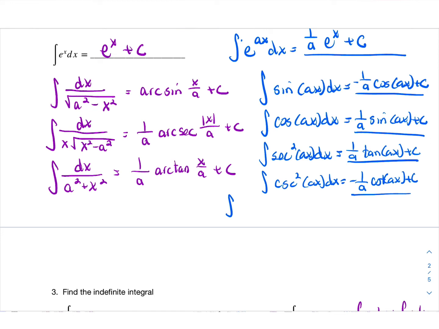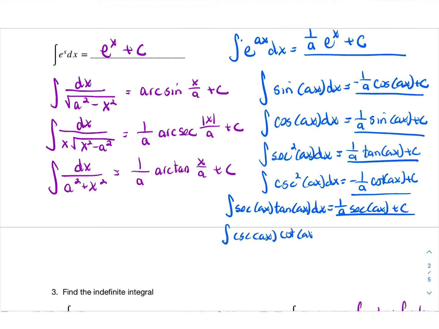And the integral of secant of a to the x times tangent of a to the x dx is equal to 1 over a secant of a to the x plus c. And last but not least, the integral of cosecant of a to the x times cotangent of a to the x dx is equal to negative 1 over a cosecant of a to the x plus c.